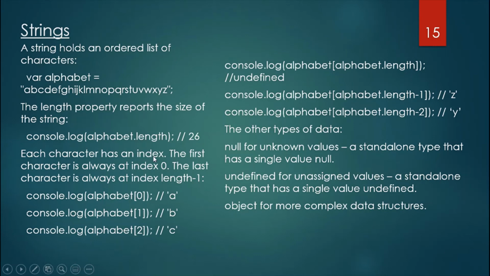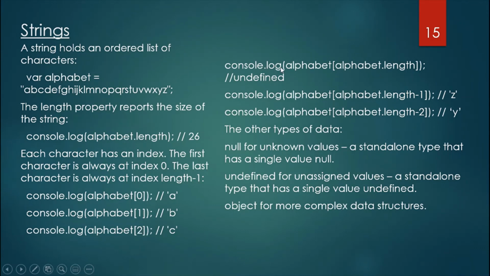Each character has an index. The first character is always at index 0. The last character is always at the index length - 1. So keep in mind, it starts from 0 and ends with length - 1. Now console.log(alphabet[0]) tells you which one is the first one, because it starts from 0. So it's A. 1 would be B, and 2 would be C.